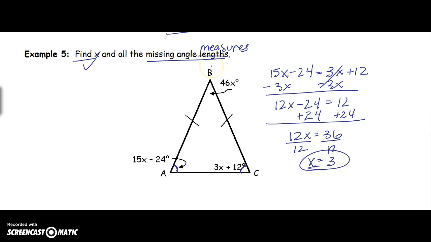Now you have to find the missing angle measures. So you're going to take this x is 3 and substitute it in. So you have 9 plus 12, which is 21 degrees, which means this is 21 degrees. And then if you do 46 times 3, that gives you 138 degrees.